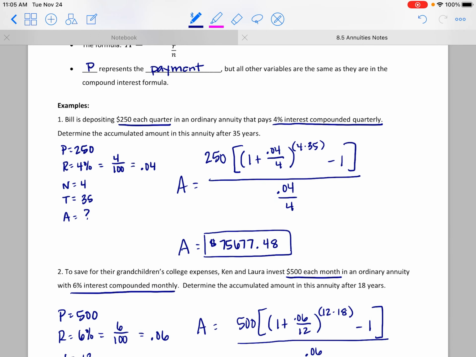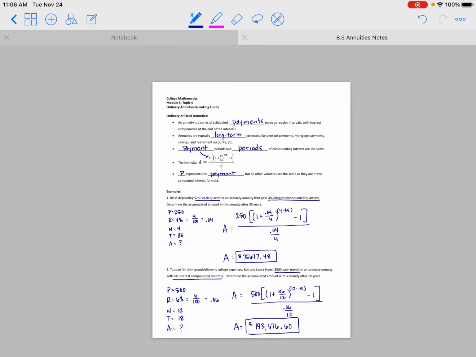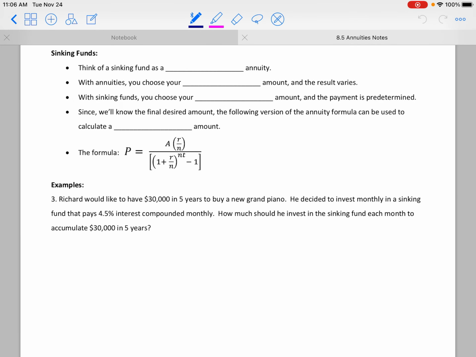Okay, so these annuities are good ways to save money if it's a long term. The longer you can make the payments and let the money sit there and accrue interest, the better off you're going to be. Okay, now a sinking fund is basically a reverse annuity. So think of a sinking fund as a reverse annuity.